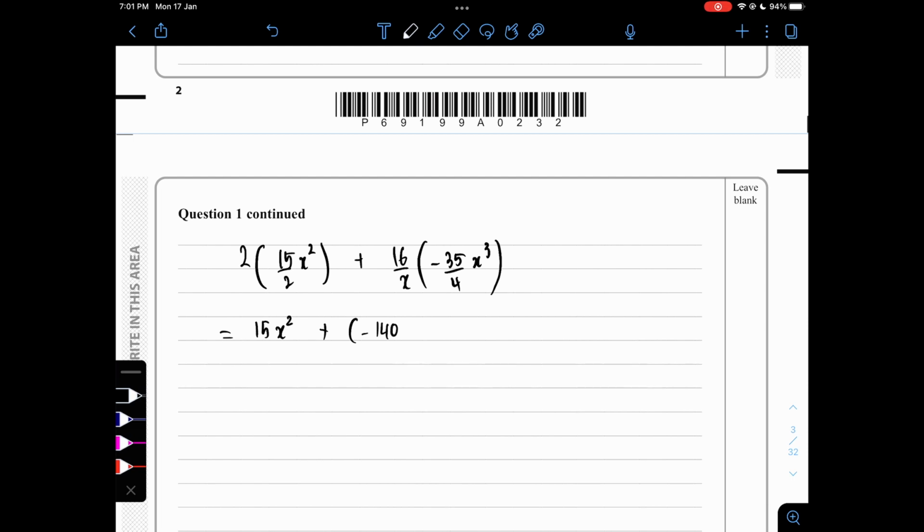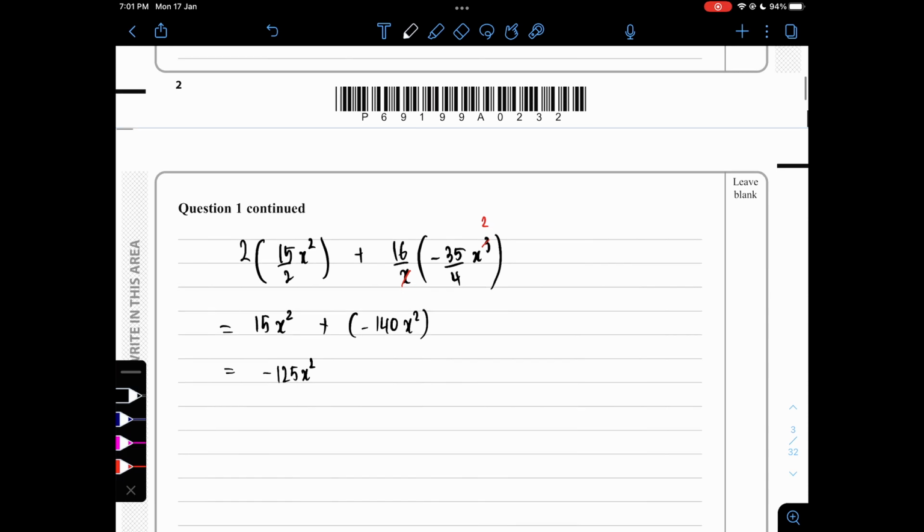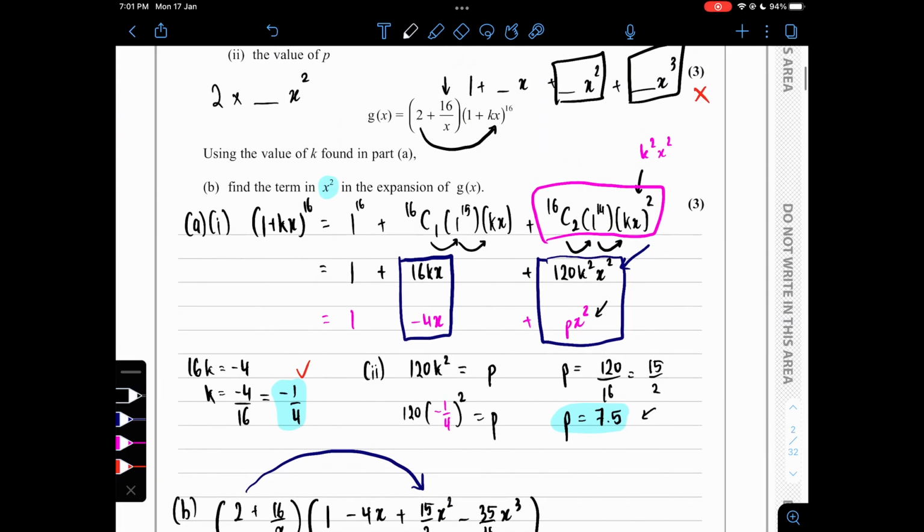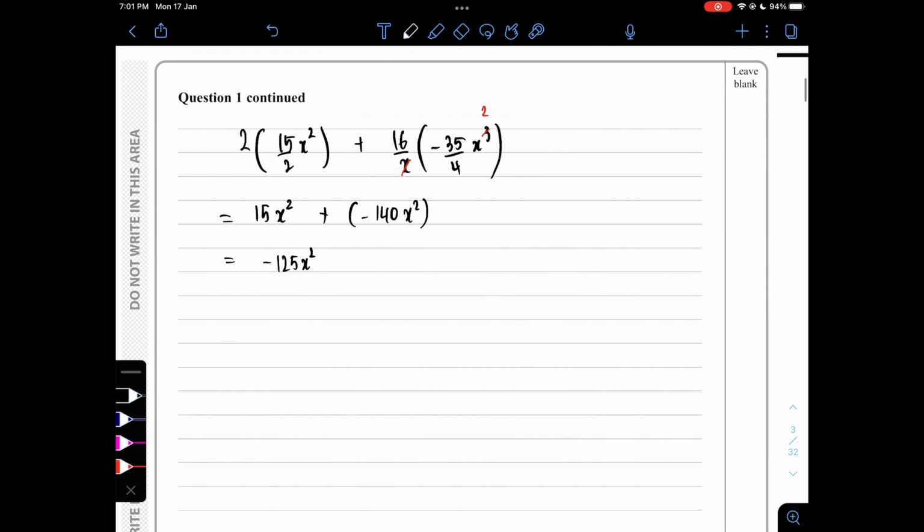Now is it x cubed? No, it's x squared because x cubed now becomes x squared because of this cancellation. So we're left with 15 minus 140, minus 125x squared. So what's the term? What did they ask? They want to find the x squared term in the g of x expansion, which is minus 125x squared. So that is the answer.